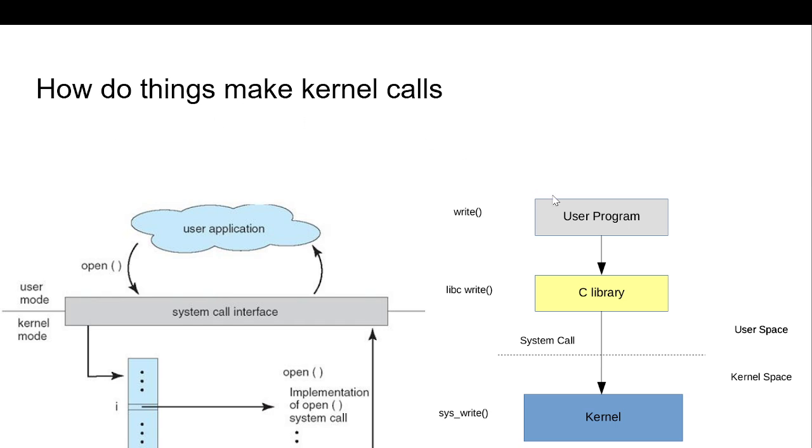So your user program, for example, ls, is going to call a C library wrapper. In our case, it is going to be read instead of write. And then that wrapper is going to call the system call, in our case, sysread. And then the kernel is going to catch that sysread was invoked, execute operations, and then it's going to return back up the chain. So that's how things actually make kernel calls.